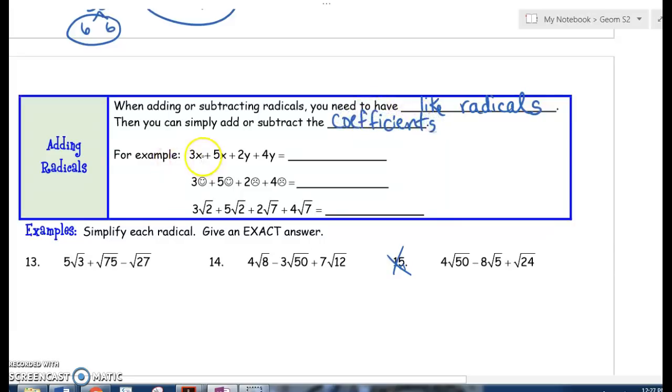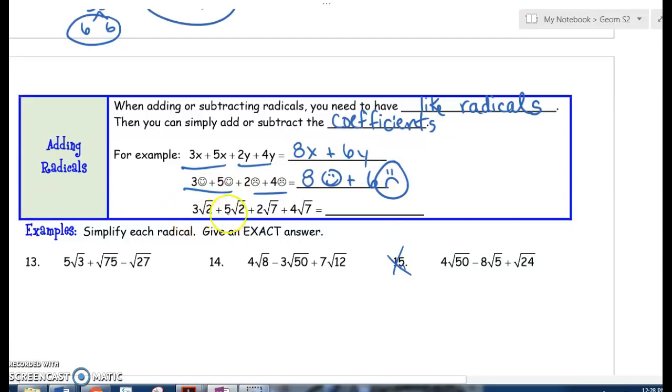So something like this, 3x plus 5x plus 2y plus 4y. You can only combine like terms. You can only combine the x's together. 3x and 5x is 8x, and you can combine the y's together. Smiley faces and frowny faces. You can combine the smileys. You got 8 smileys, and then you've got 6 frownies.